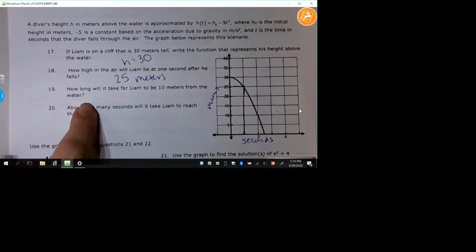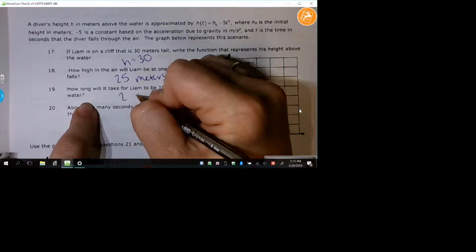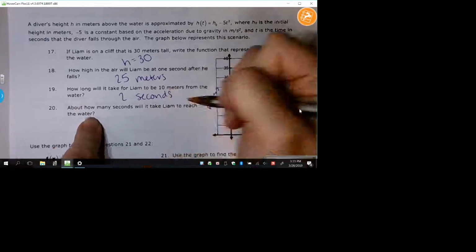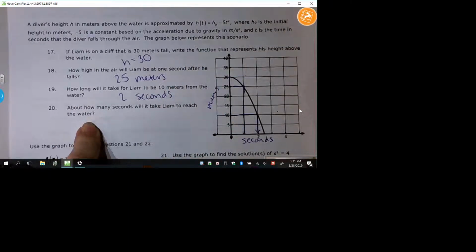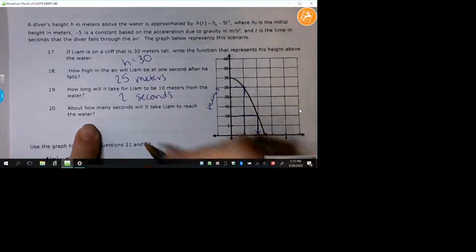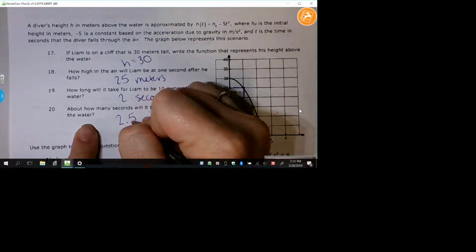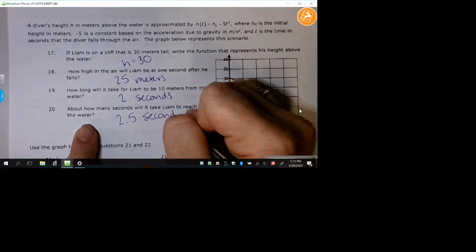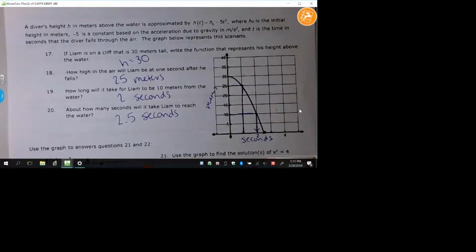How long will it take Liam to be 10 meters from the water? So 10 meters is here at 2 seconds. About how many seconds will it take Liam to reach the water? It says about, so we can estimate, and we'll say about 2.5. When it says about, you can estimate.